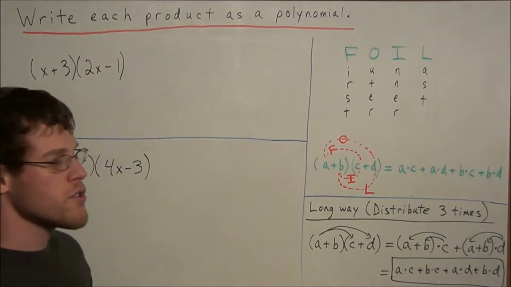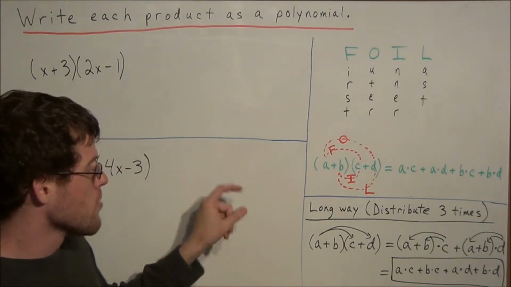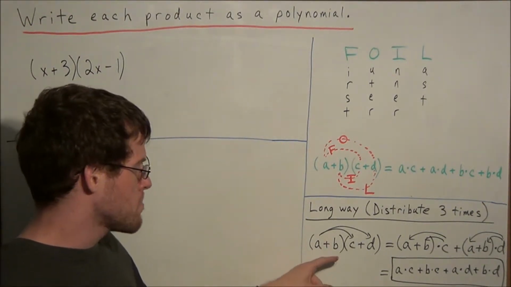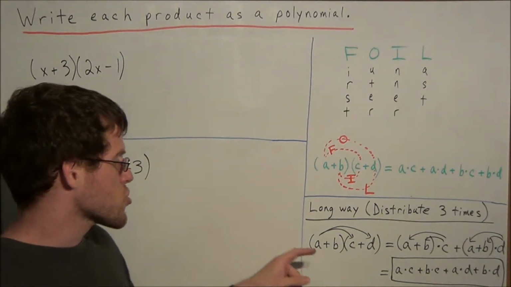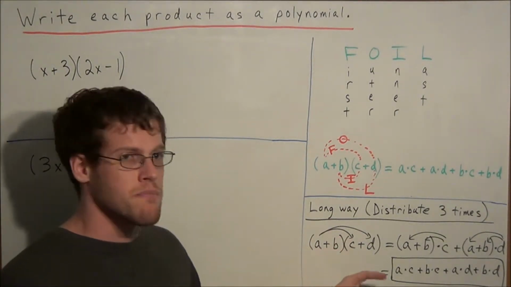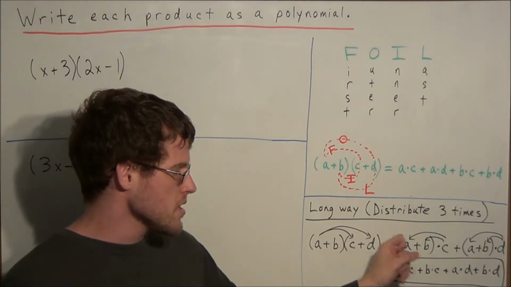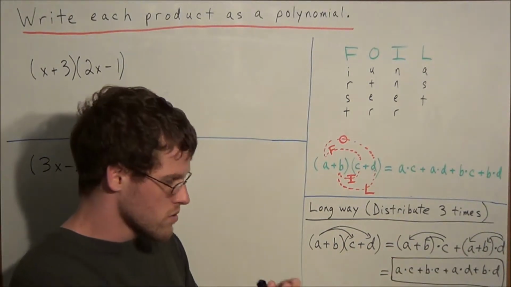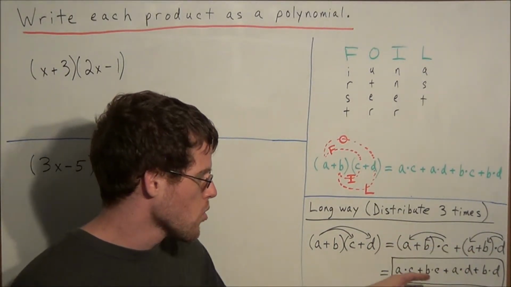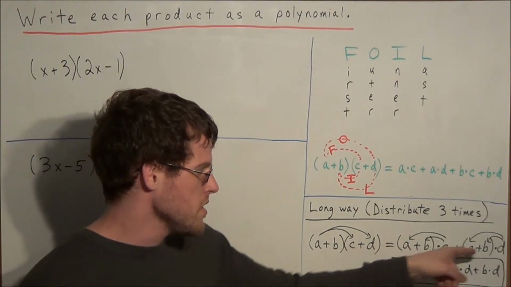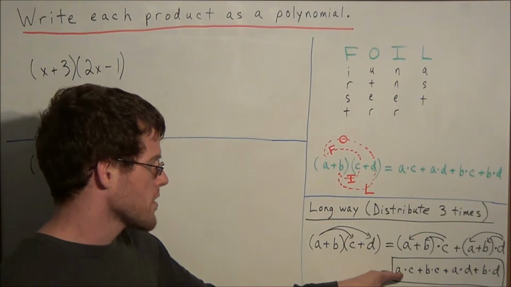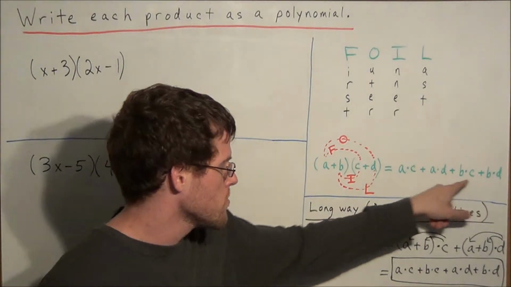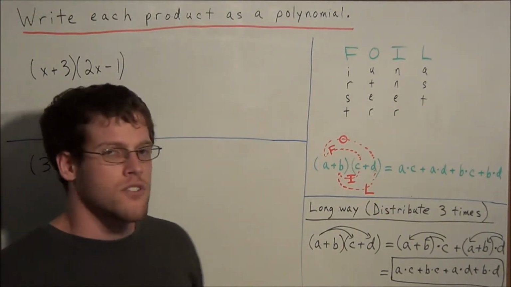Now, where does the FOIL method come from? That comes from the long way of multiplying two binomials, which is to use the distributive property 3 times. So if we had a plus b times c plus d, we would distribute a plus b to c plus d, and we would wind up with a plus b times c plus a plus b times d. Then we have two more binomials to expand, so we distribute twice more. We distribute c into a plus b, and we distribute d into a plus b, and wind up with ac plus bc plus ad plus bd, which matches all of the terms that we have if we were to multiply by foiling. So now we're going to get started.